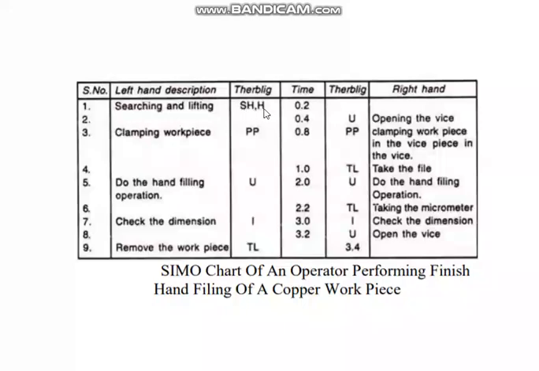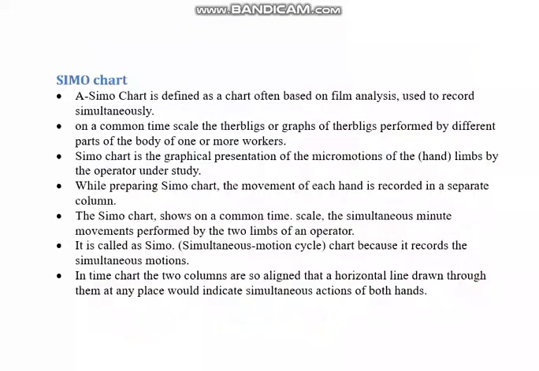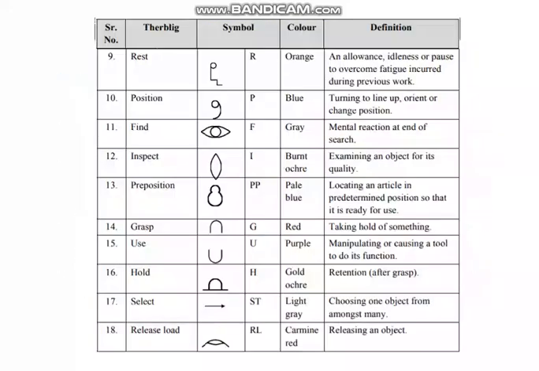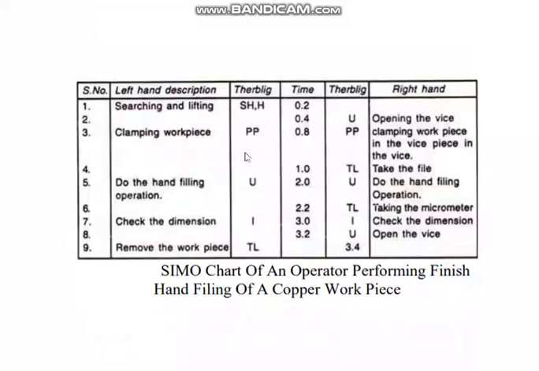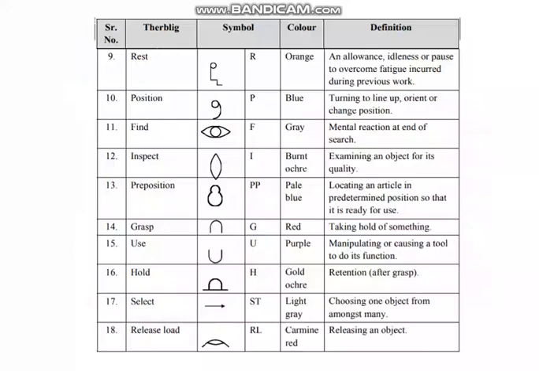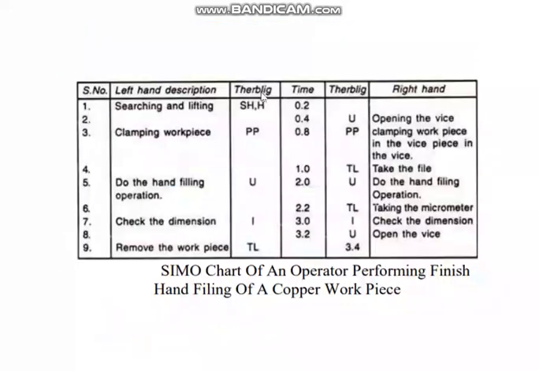Oh, here we have not used those symbols, is it not? These symbols we have not used. Where is my mouse? Yeah, these symbols, but instead we are using these things. Maybe some other people will be interested to use those symbols. So clamping workpiece, that is pre-positioning, and this is do the hand filling operation. What is U? U is use. Yeah, U is for use.